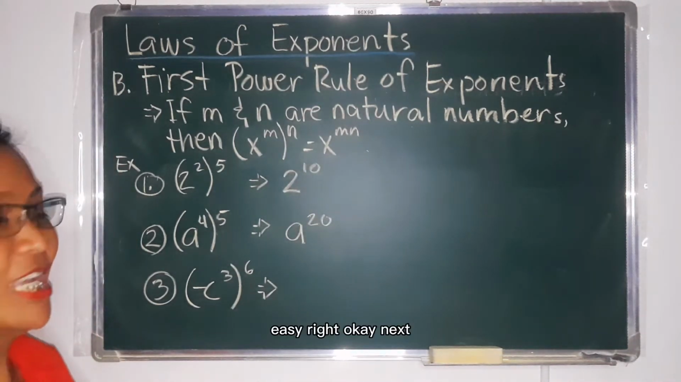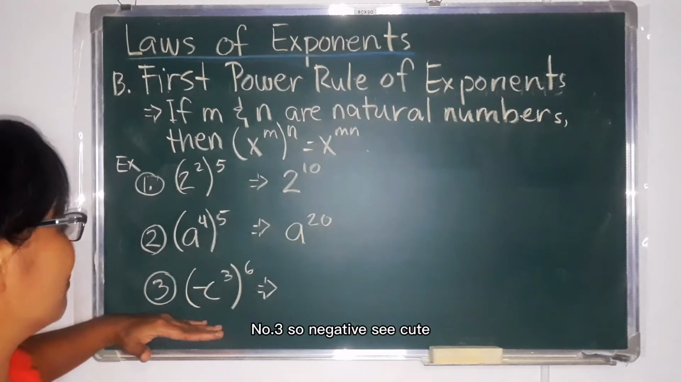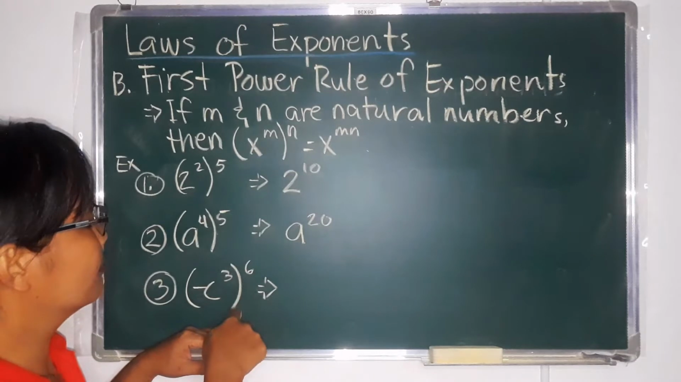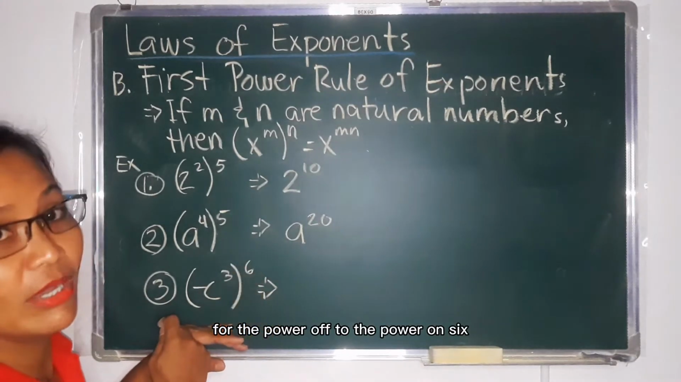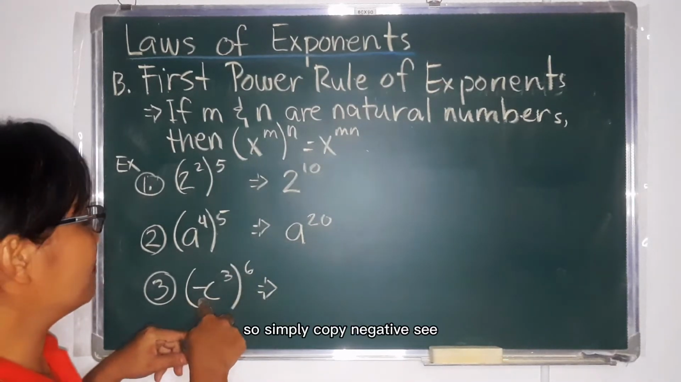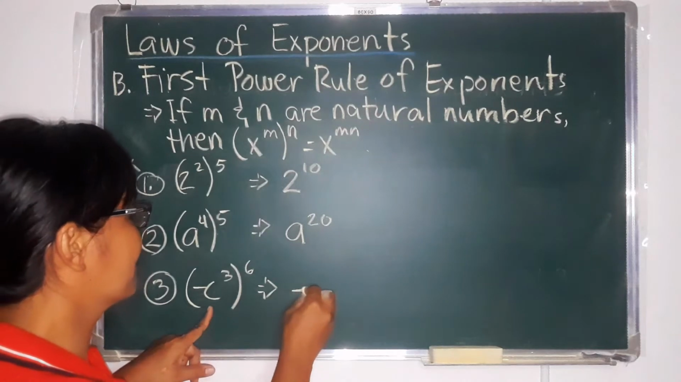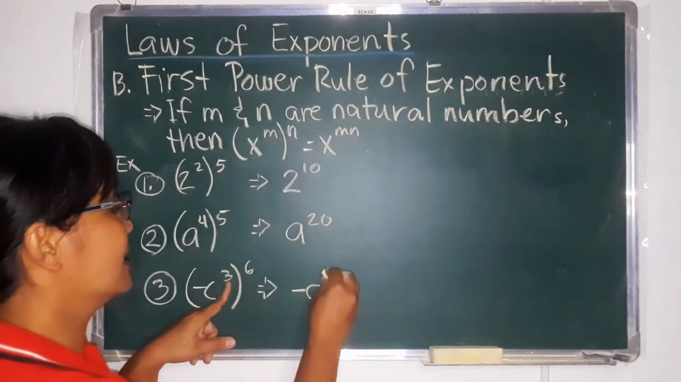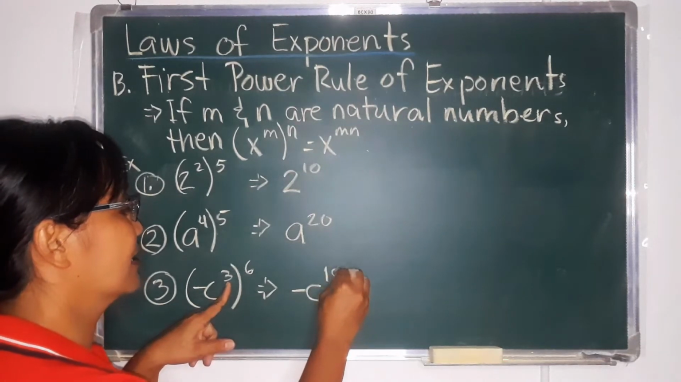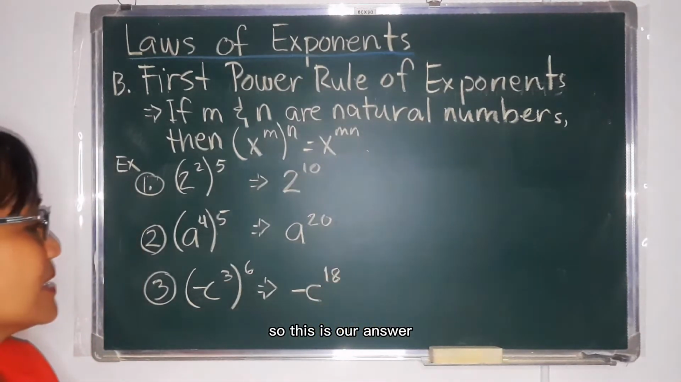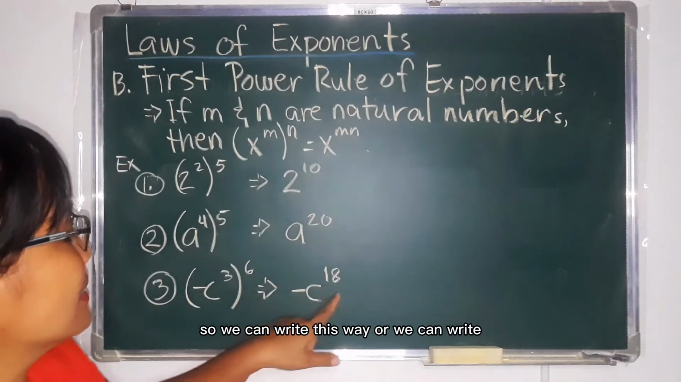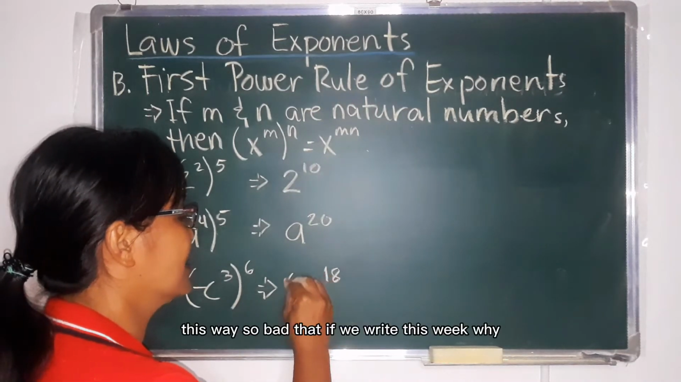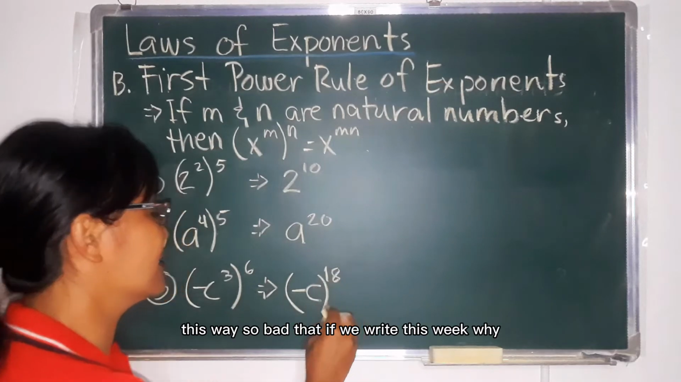Easy, right? Okay, next, number 3. So, negative c cubed to the power of 6. Simply copy negative c and then multiply the exponent. 6 times 3, 18. So, this is our answer. We can write it this way or we can write it this way. Better if we write it this way.